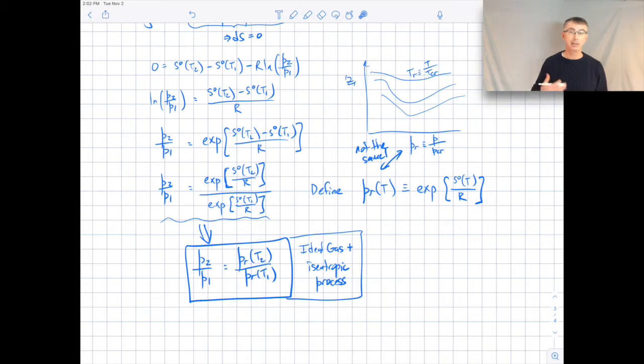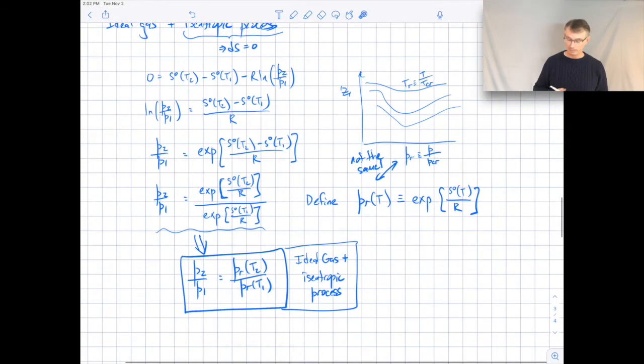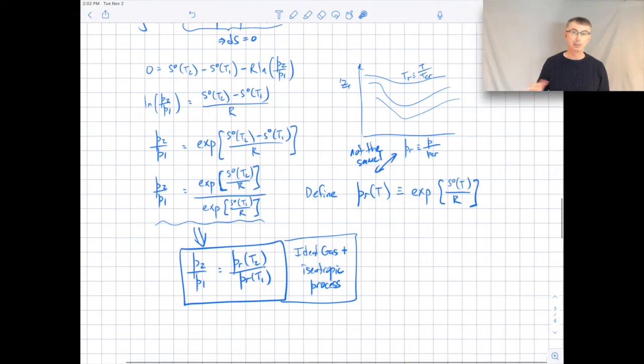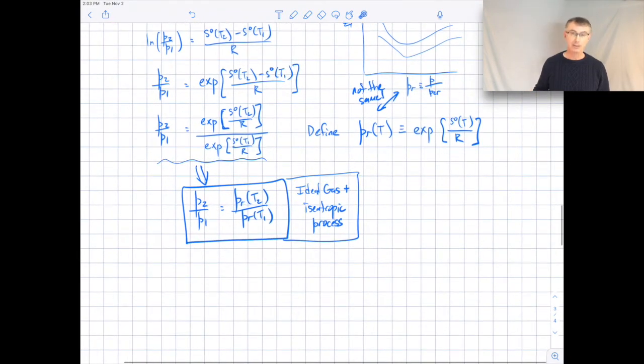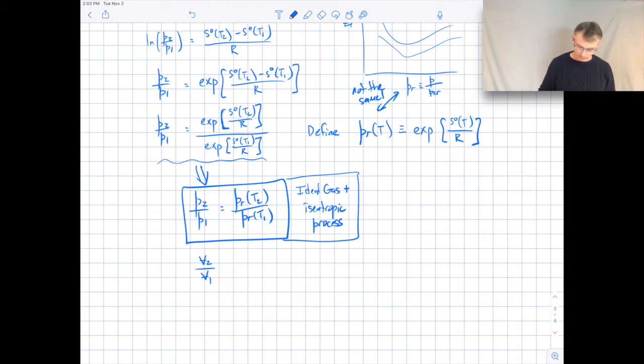It already takes into account changes in specific heat with temperature, so that's all built into it. And because the S naught does the integration of that, it's built in. So it's very convenient. And you can do a similar thing for the specific volumes. I'm not going to do the derivation for it, but for the expression with the specific volumes, you can get something that looks like this.